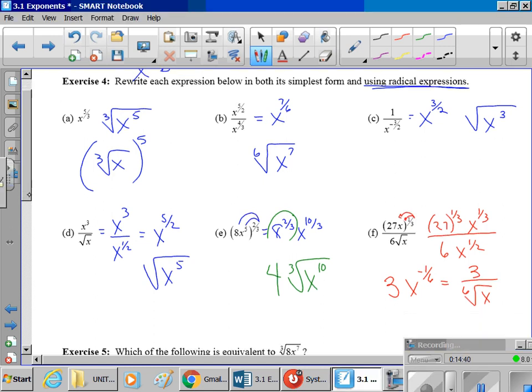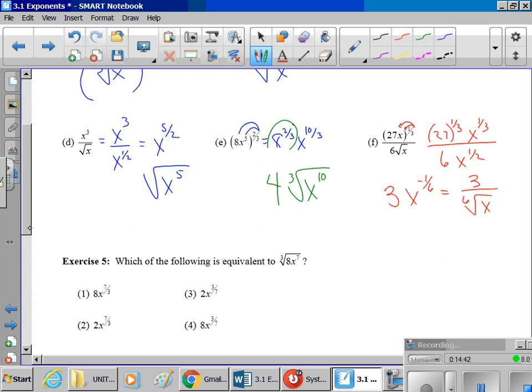Okay, so taking a second look at that, I kind of forgot something here. So I had 3, I forgot that I had a 6 in my denominator. See this 6 that I had here? I should have brought that down to here. So my final answer should be 1 over 2 times the 6th root of x. Sorry about that.